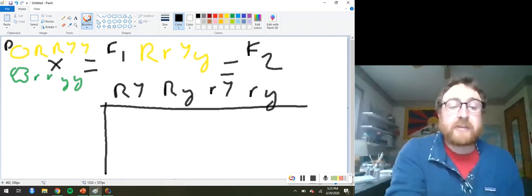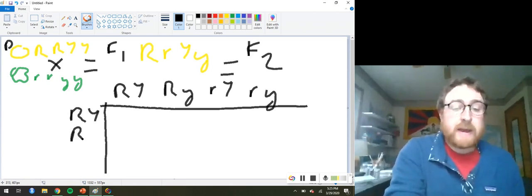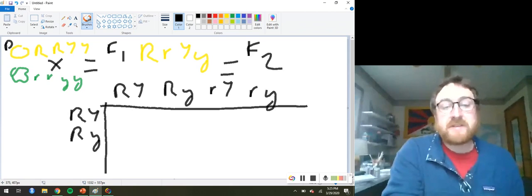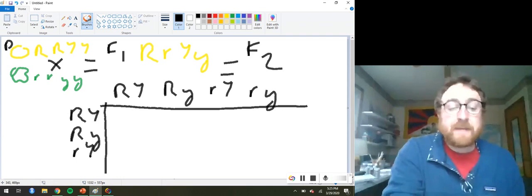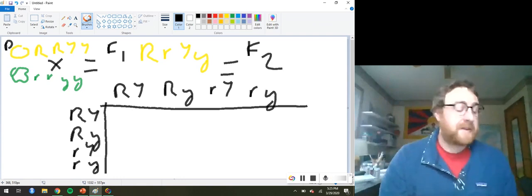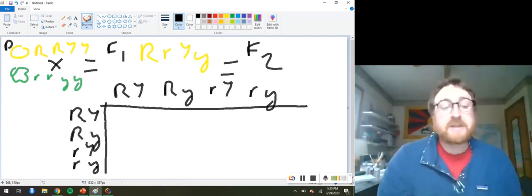We can say these are eggs. So in this case, we'll have big R, big Y, big R, little y again. You can see I'm just using the same top row individuals, all of our pairs. Little r, big Y, and little r, little y. So this will set up our Punnett square in this case.